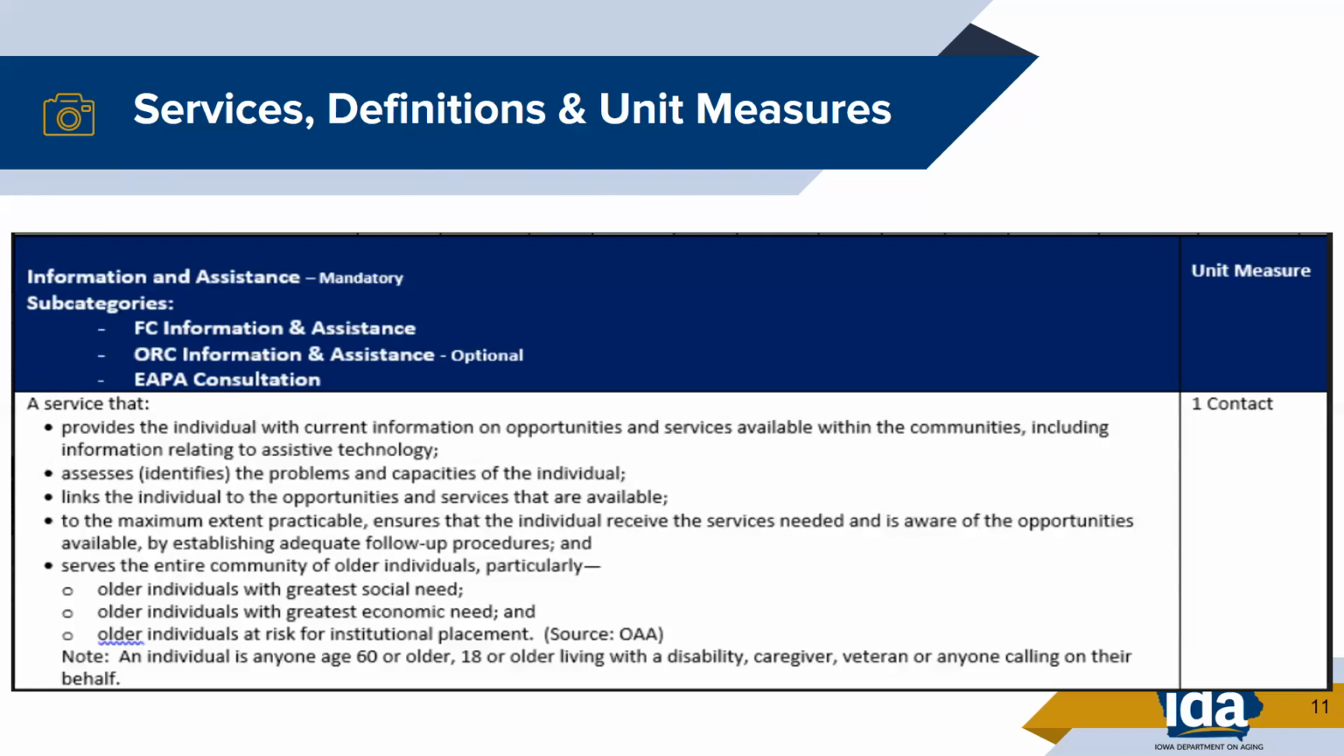The Older Americans Act also outlines priority categories of individuals, and those include older individuals with the greatest social and economic need or at risk for institutional placement. If we go back a little bit, the individuals that we serve are individuals age 60 plus, those 18 to 59 with a disability, veterans, caregivers, or anyone calling on their behalf.